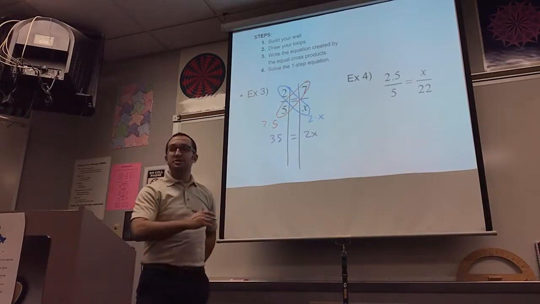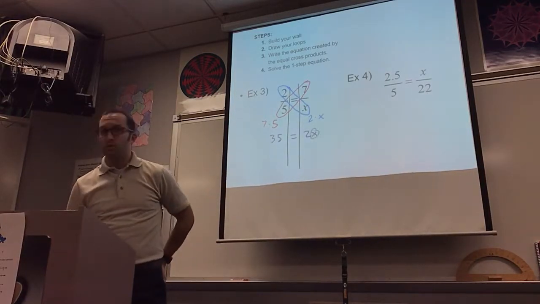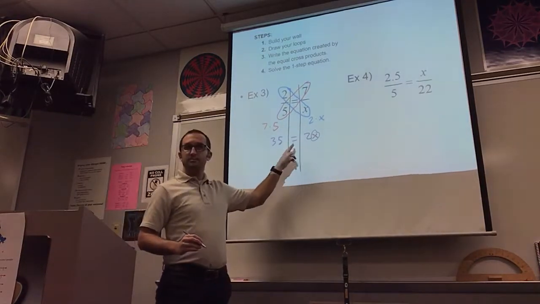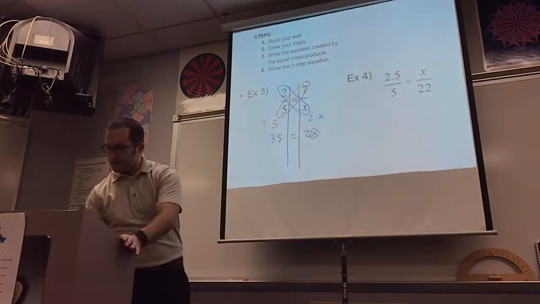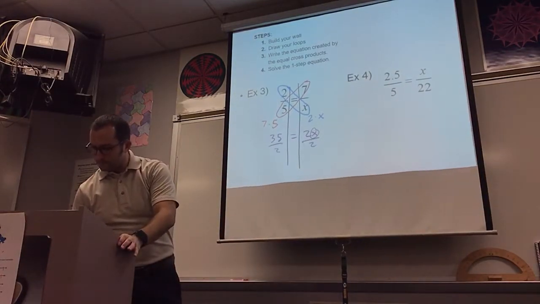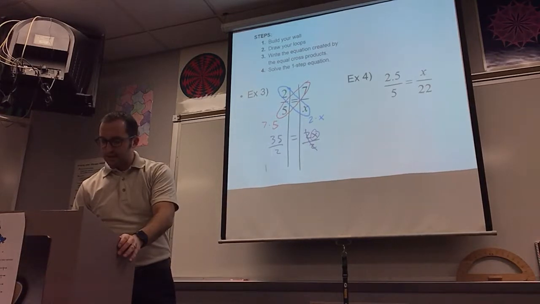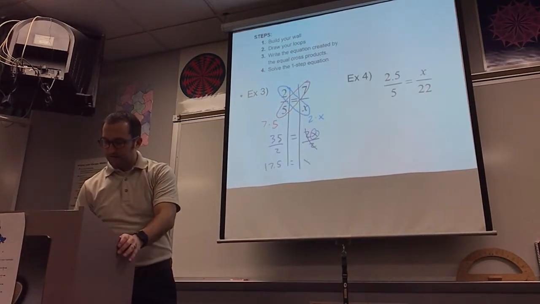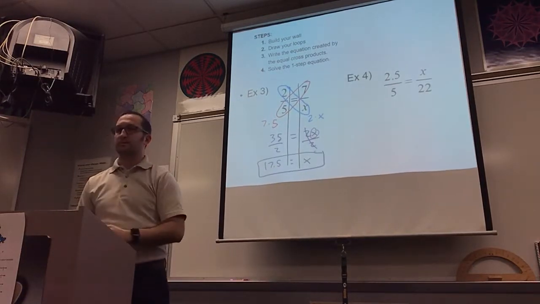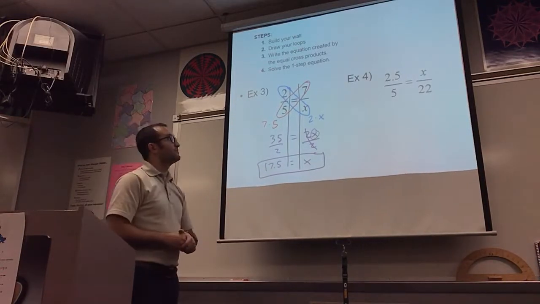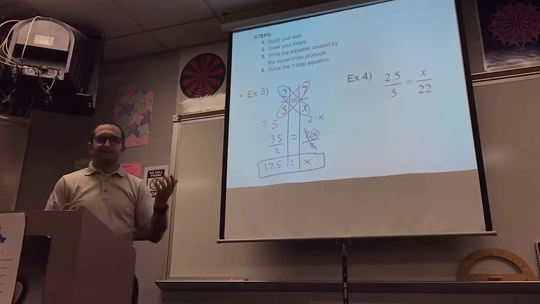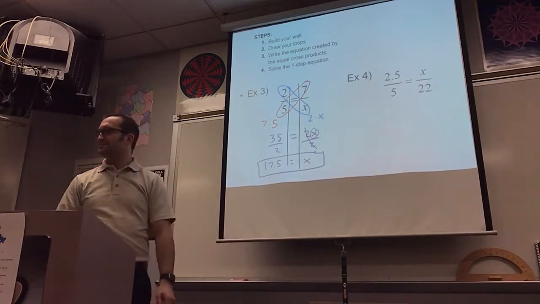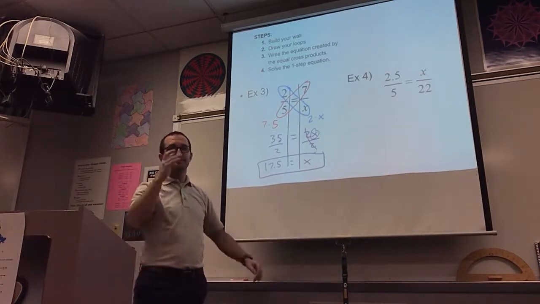That is a one-step equation. Circle my variable. What do I do to both sides? Divide by 2. 2's cancel. I get 17 and a half equals x. Yeah, sure. X equals 17 and a half. I'm not too concerned.